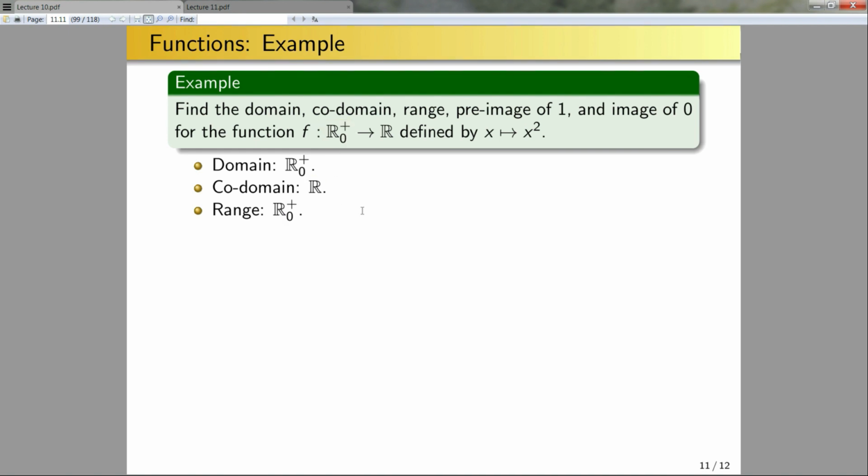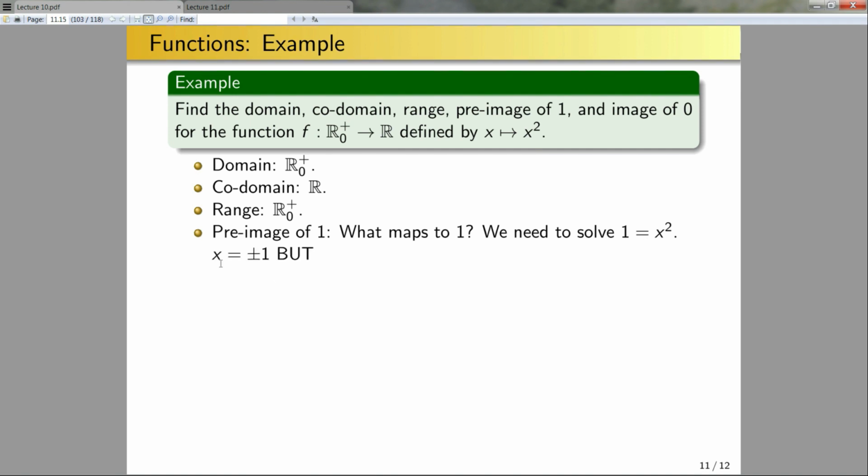Okay, next, what's the preimage of 1? To answer this question, I need to answer the question, what maps to 1? Here, this function takes some element x and maps it to x squared. So to answer what maps to 1, I need to solve the equation 1 is equal to x squared. We know this has two solutions, plus or minus 1. But here's where I need to be a bit cautious. My domain of f is simply the non-negative real numbers, so only 1 is in the domain of f. So the preimage of 1 is simply going to be 1.